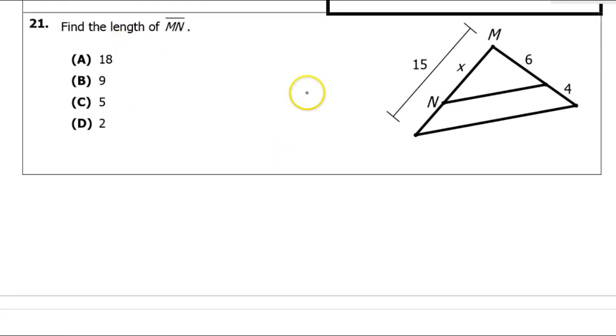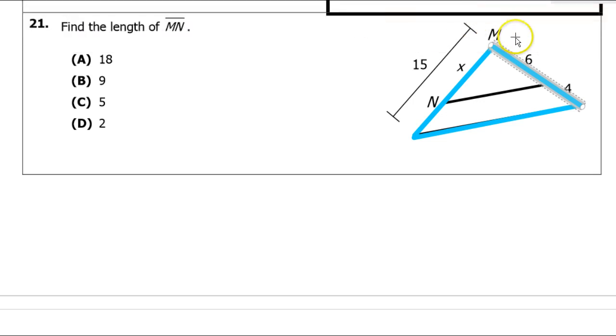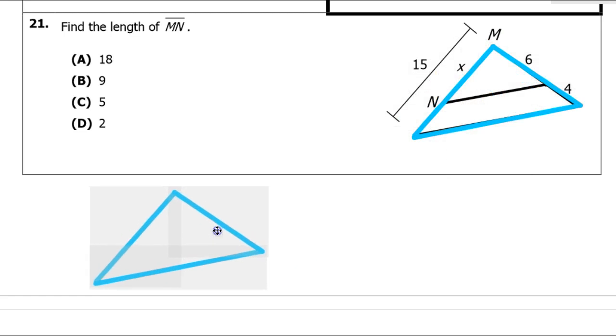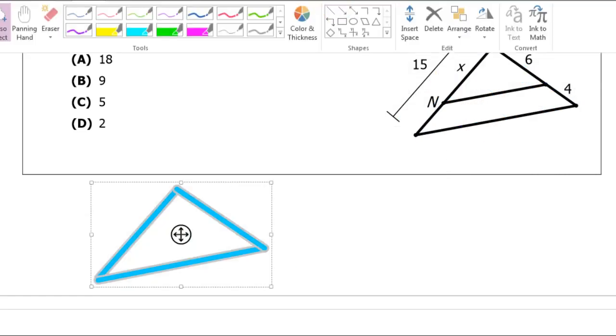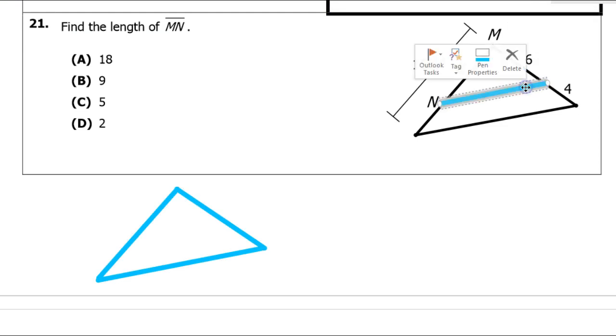Now, looking at problem number 21. Hopefully you can see that we have two triangles here. We have this large outer triangle, which I will color here in blue. And then there's a smaller inner triangle. Let's start with the outer triangle, and then I'm going to draw the smaller inner triangle, but I want to change the color.